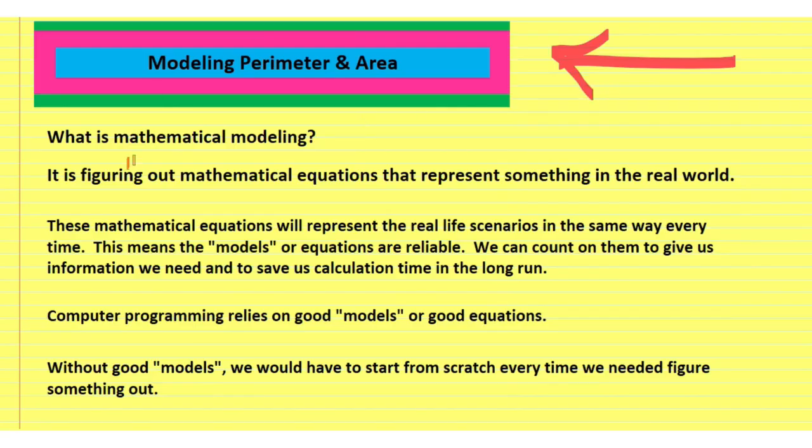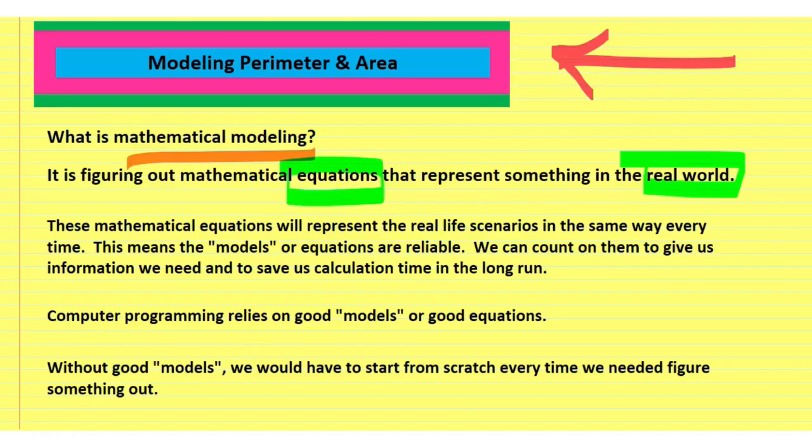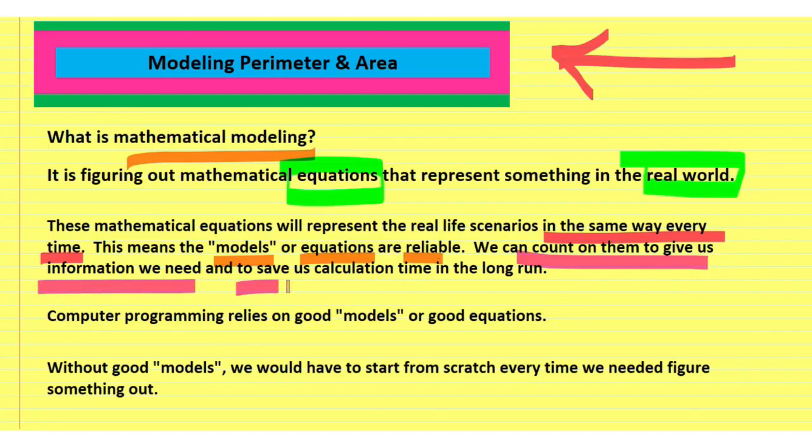So what exactly is mathematical modeling? It's figuring out mathematical equations that represent something in the real world. These mathematical equations represent real life scenarios in the same way every time. So that's important. It's like in the same way every time. This means that the models or the equations are reliable. We can count on them to give us information we need and to save us time in the long run.